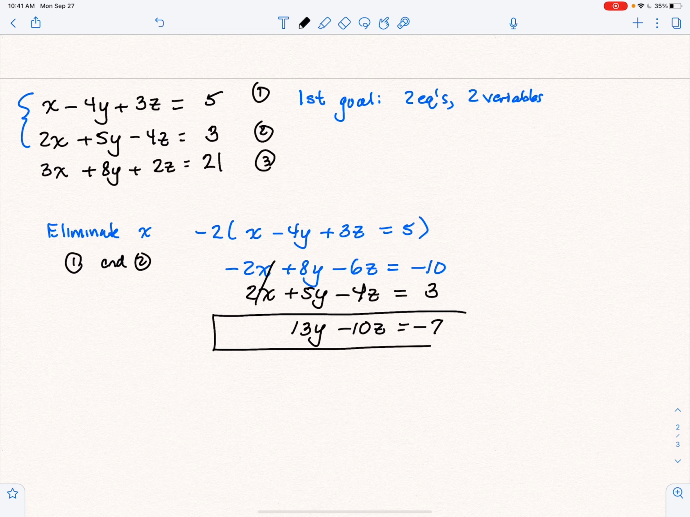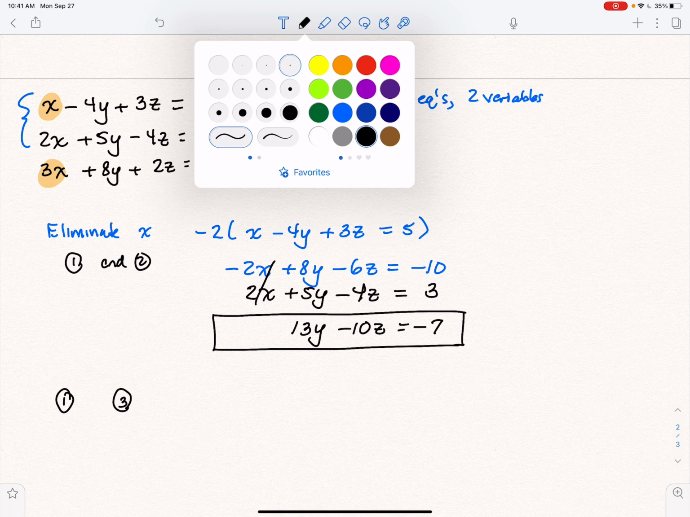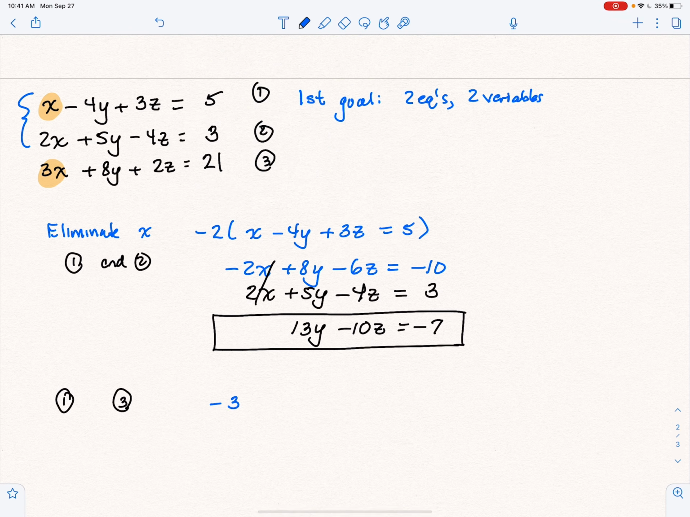I'm going to put that equation in a box because I have a feeling I'm going to be using that a little bit later. So now we're going to use equations 1 and 3 to eliminate x again. Again, I want to take advantage of that 1x. You don't have to. You could use equations 2 and 3. But if I use 1 and 3, the magic number I have to get is a -3 in the first equation. So I'm going to multiply the first equation by -3. And that gives us -3x plus 12y minus 9z equals -15.